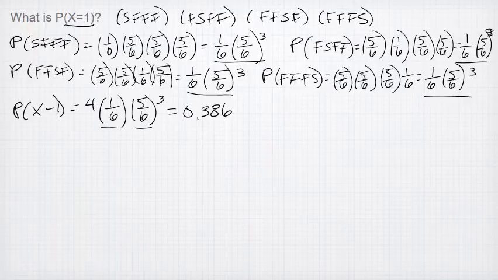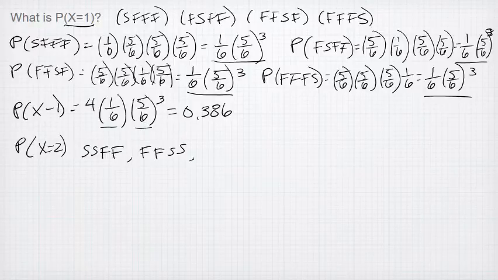What if I was mean and I made you do this again, only I wanted to find the probability of x equals 2. So having 2 successes, so 2 doubles in 4 rolls. Let's come up again with the combinations I could have. So I could have success, success, failure, failure. Or failure, failure, success, success. Or failure, success, failure, success. Or failure, success, success, failure.